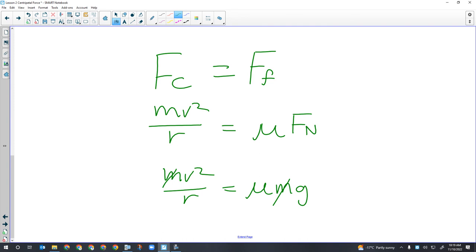So the speed that you can negotiate a corner at is dependent on the coefficient of friction, which we learned about last week, the acceleration due to gravity, because that's what squeezes the two things together, and the radius of the corner. Those three things determine how fast you can take a corner, not your mass. How sticky the two surfaces are, the acceleration due to gravity, and R, the radius of the corner.